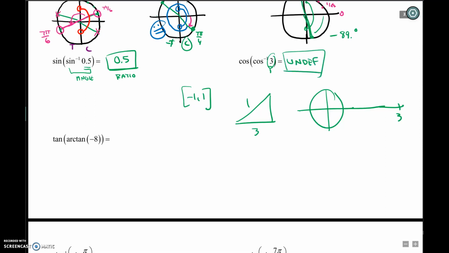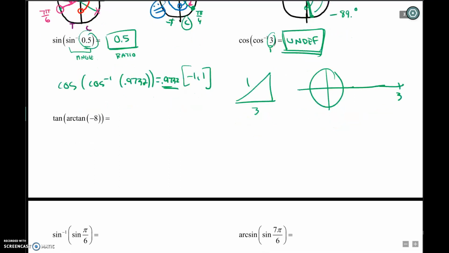But as long as the ratio on the inside is a good ratio, then the sine is always going to undo the inverse sine. So the cosine of the inverse cosine of 0.9732 is 0.9732. As long as the ratio is good, they undo each other. If the ratio is not good, undefined.